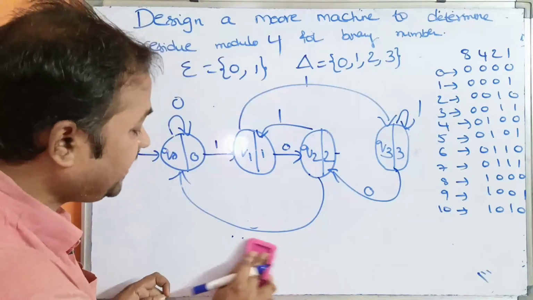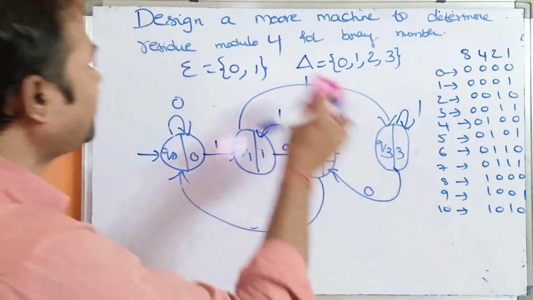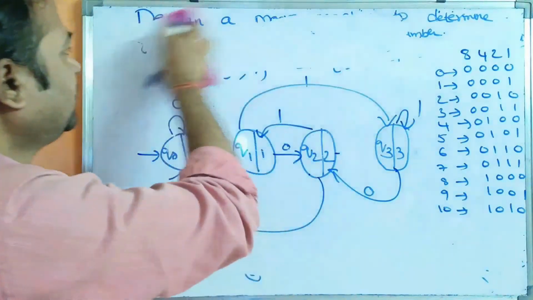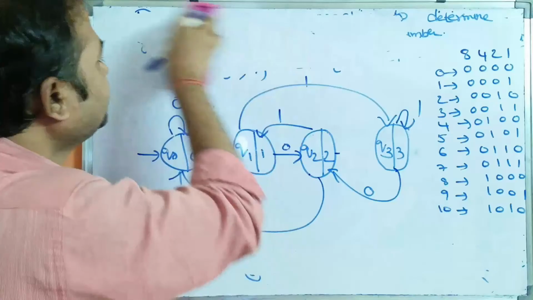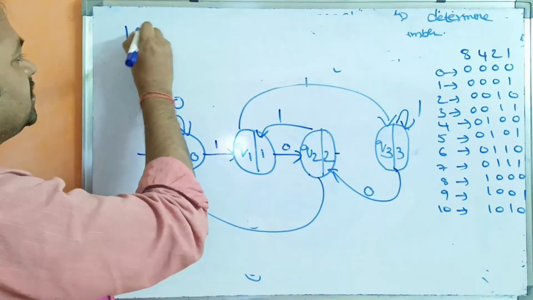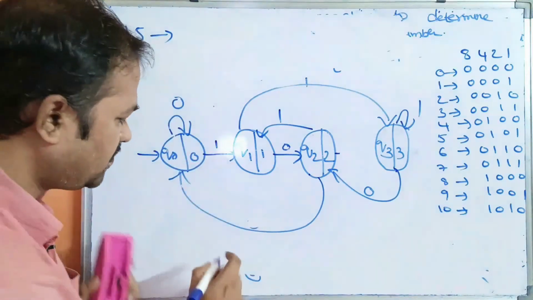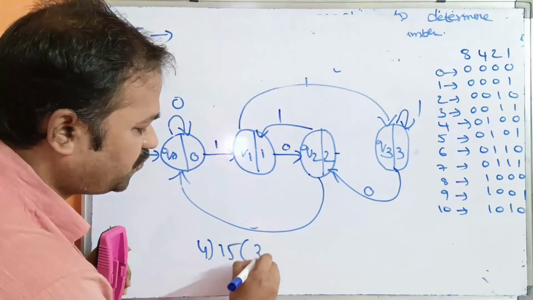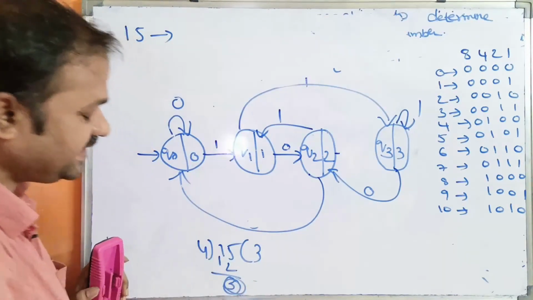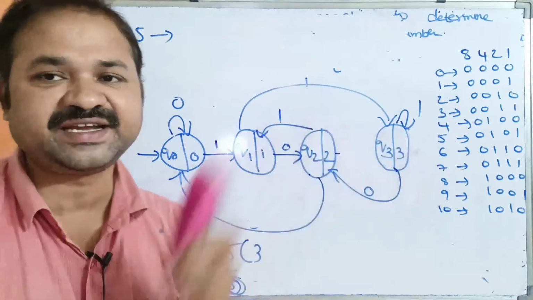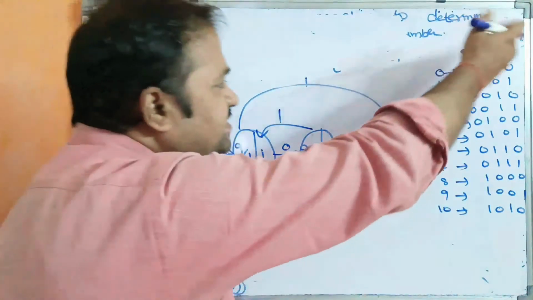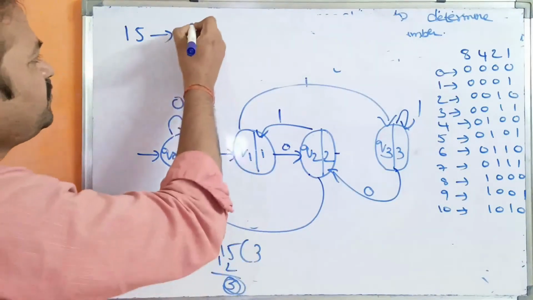Now we have to check whether this Moore machine is correct or not by applying some input strings. Let us take 2 examples. Let the first input be 15. What is the result of 15 modulo 4? 4 threes are 12. 15 minus 12 means 3. So the remainder is 3, so we have to get Q3 state as the output. Let us represent 15 in binary notation. 15 means 8 plus 4 plus 2 plus 1. So 4 bits are enough.